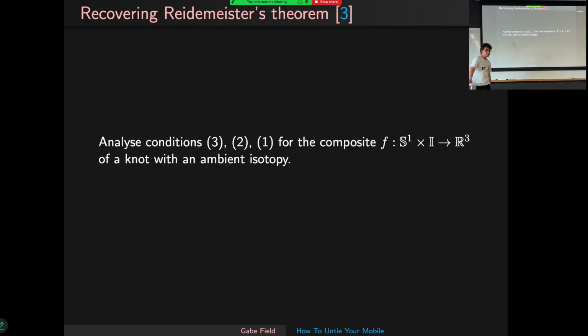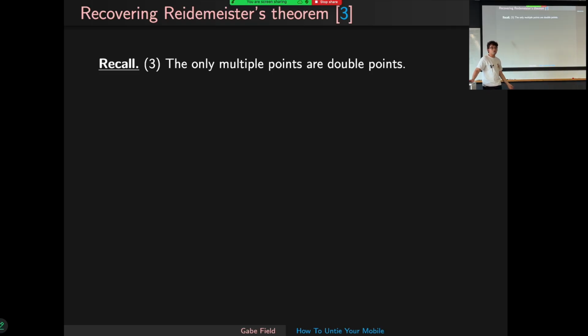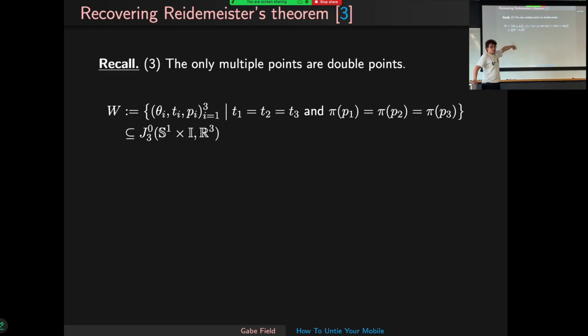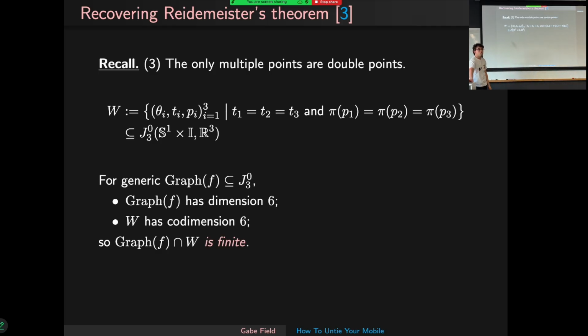So, what we're going to do is have a look at the composite of a starting knot with an ambient isotopy that gives me a map from S1 across the interval into R3. And I'm going to analyze what happens to conditions 3, 2, and 1. So first, condition 3 was that the only multiple points are double points. I can write down this particular submanifold, and what it says is, give me 3 input points. Let me look at their outputs up to order 0. What I'm going to do with those outputs is say that I'm looking at a common time, and that I'm looking at a common point in the projected diagram. Okay, well, I can ask the same question. A generic graph.